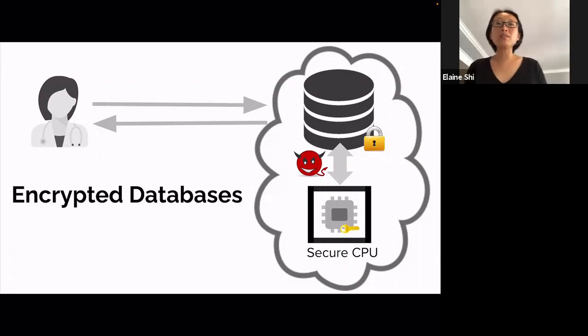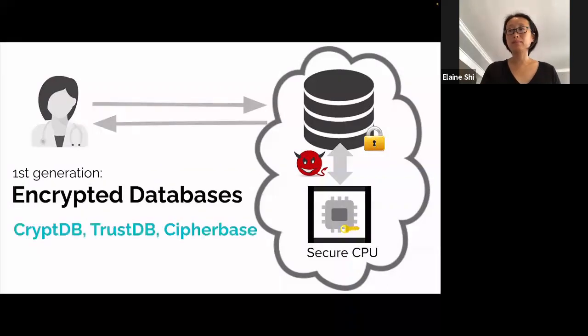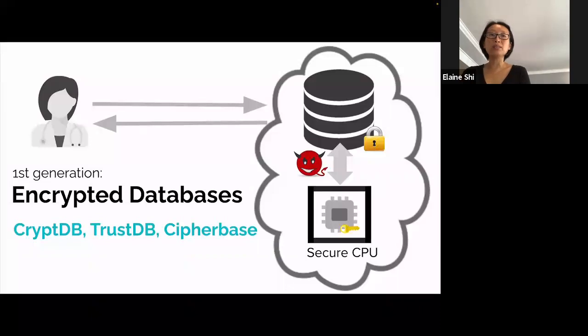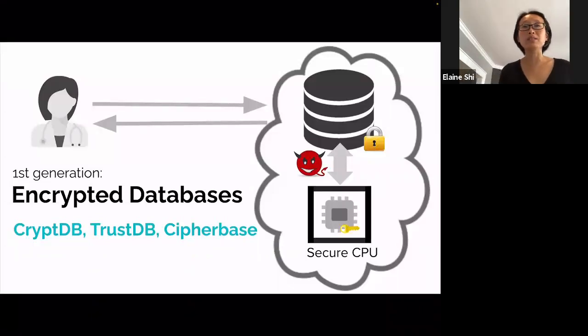With such a secure processor, we can build what's called an encrypted database. You might have heard of systems like CryptDB, TrustDB, and so on. These works essentially provide encrypted database systems, and they are also what I call the first generation secure databases. Of course, not all of these systems look exactly like the picture I've shown here, and they use somewhat different techniques, but this is a high level picture of what's going on.